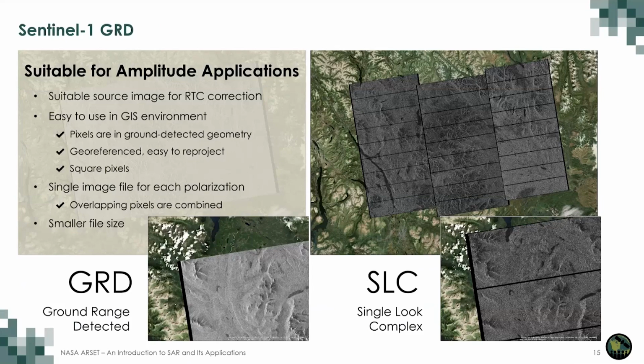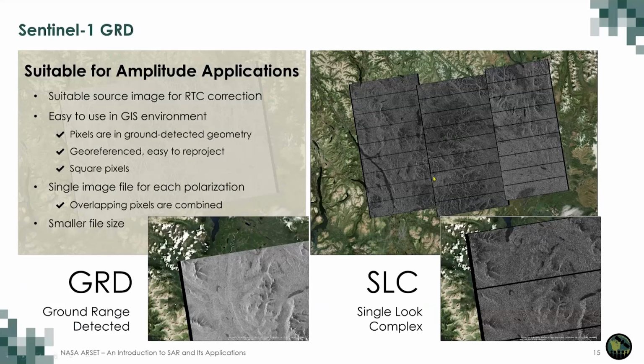A common approach for doing that is radiometric terrain correction, which uses a digital elevation model to not only adjust for the terrain distortions, but also to normalize the amount of backscatter based on the actual surface area that is contributing that backscatter back to the sensor. So the GRDs are a fine place to start if you want to do a radiometric terrain correction.